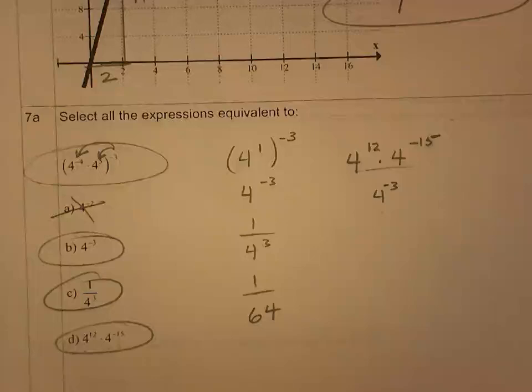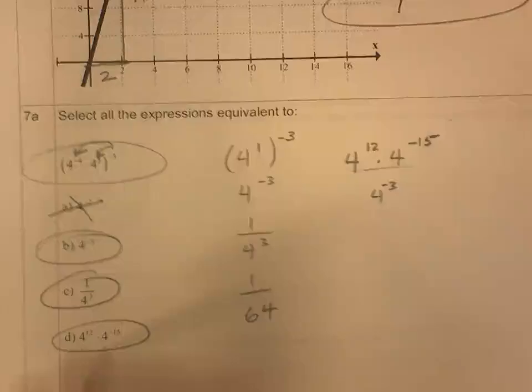Let's check it with the answer key. Number 6, y equals 8x. That looks good. Number 7 says B, C, D. That looks good. My answer key is looking good.